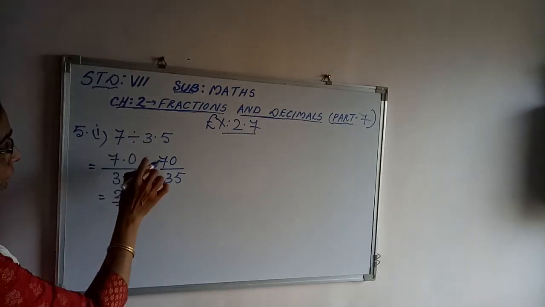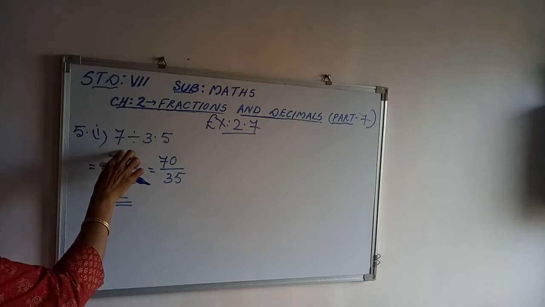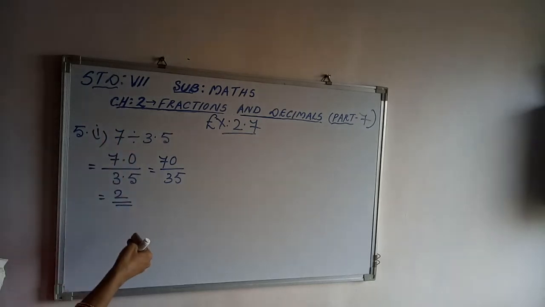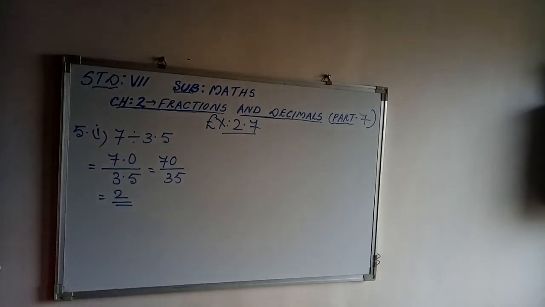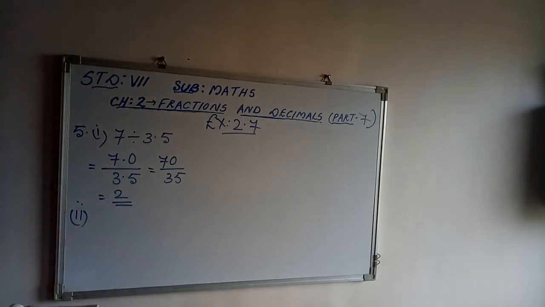Suppose there are 2 decimal places in the divisor, the dividend also you have to make into 2. In the same way, if in the dividend the decimal places are more, in the divisor also equate the decimal places. That is the second one. We will solve the sums there.